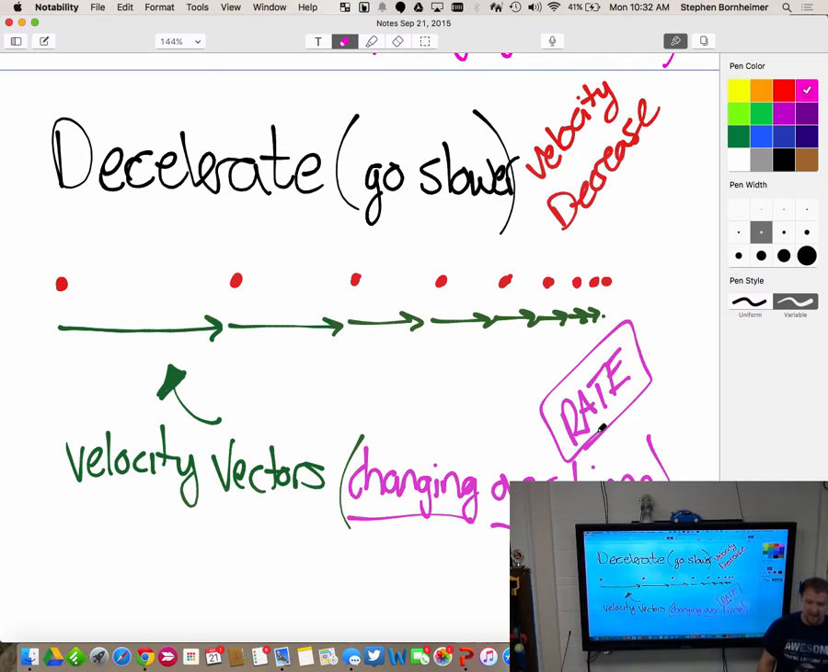That's where it gets slightly confusing. That's why we had to go through this. So the rate of change of velocity is acceleration. It doesn't matter if it's going faster or slower. And now I'm going to add in a third thing after I quiz you over this idea.